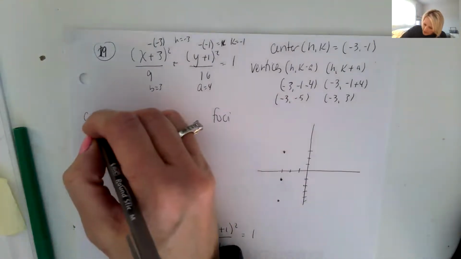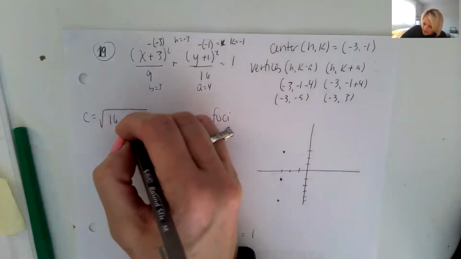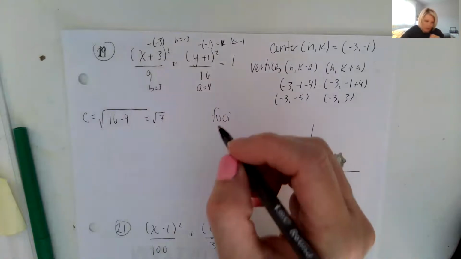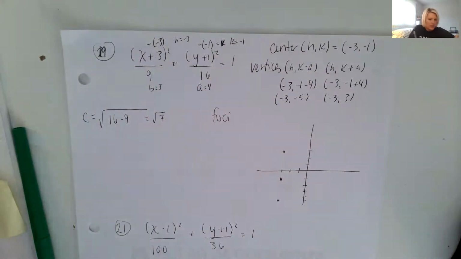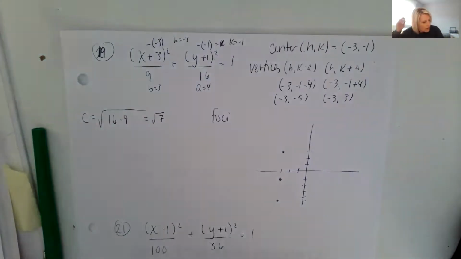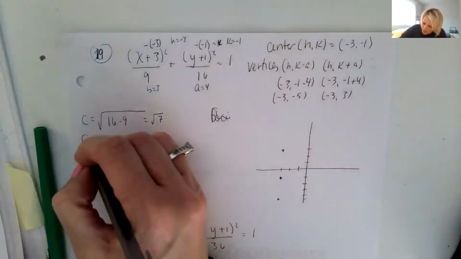And so c is equal to the square root of 16 minus 9, which is going to be the square root of 7. And going back to 756. Our foci are at, let's just draw those over here so we have more space.